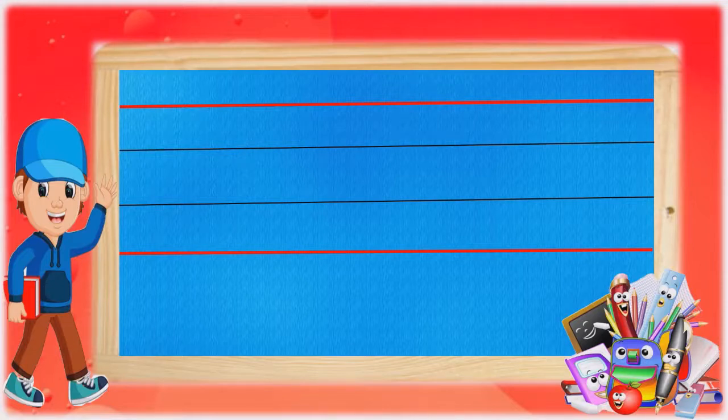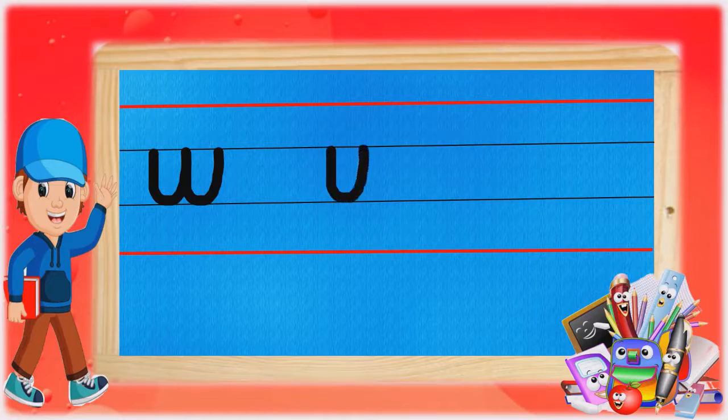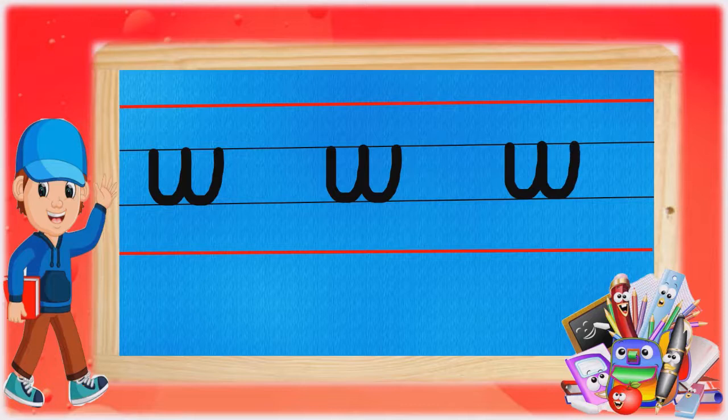Now we will write W, small w. A curve with another curve makes W. Again we write a curve with another curve makes W, small w.